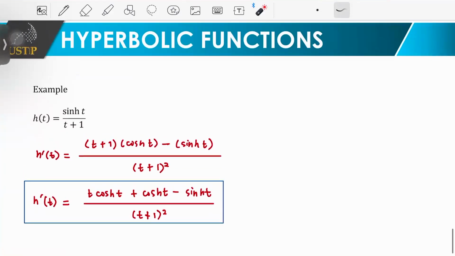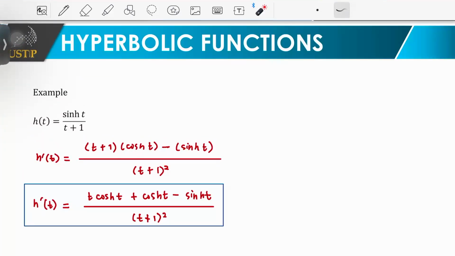Then we have hyperbolic sine t over t plus 1. You will use the quotient rule. So low d high, that is hyperbolic cosine, minus high d low, so 1 is the derivative, all over low squared, so t plus 1 squared. I don't think it can be simplified further, so we just rewrite it and you will get this expression.